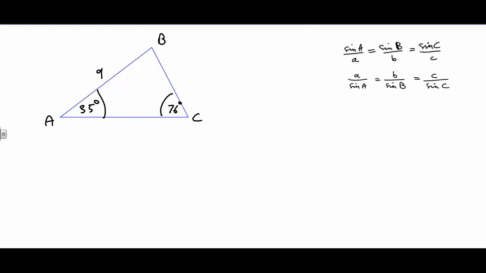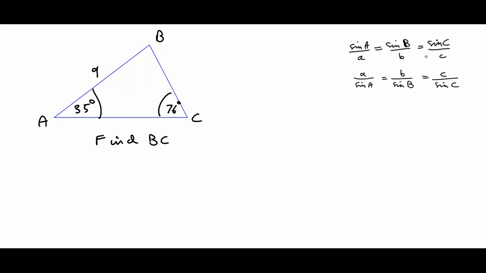Now we want to use this rule to find the side BC in this triangle here. Here we know the side AB and the two angles, A 35 degrees and C 76 degrees. Of course, this means we would know B, because B would be 180 degrees minus 35 minus 76, which is 69 degrees. Now we want to find the side BC.